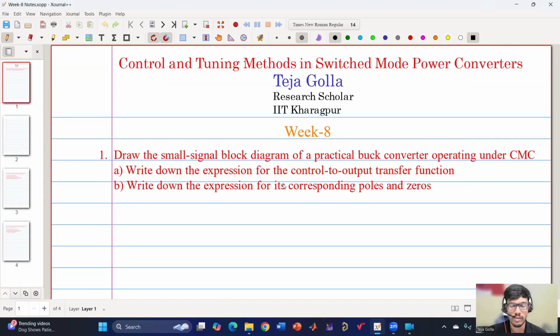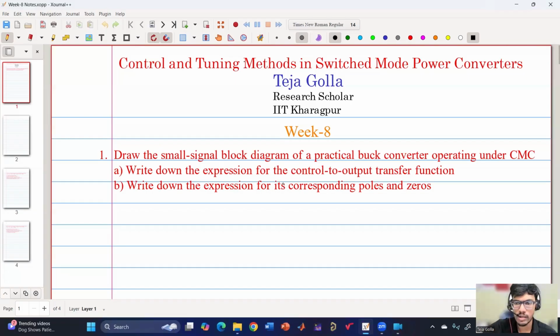Before we start with the current mode control, what I have planned to discuss today is, first we'll understand the current mode control and how the small signal block diagram will be different from the voltage mode control, and then we'll see the expressions, and then we'll discuss what type of model we need to consider for the controller design, and then we'll also learn regarding the controller design.